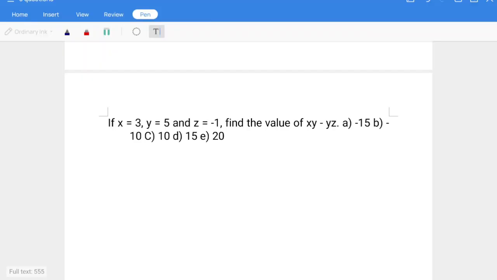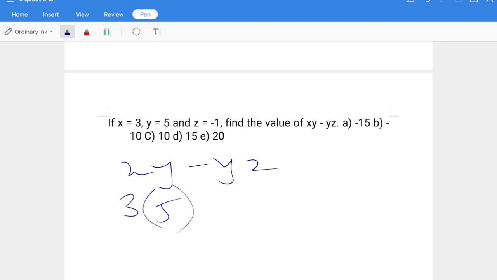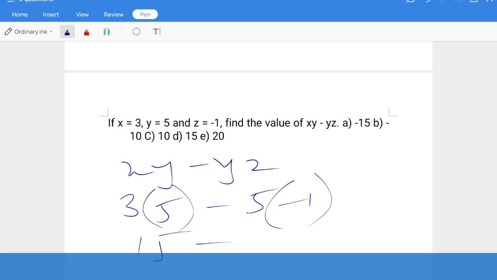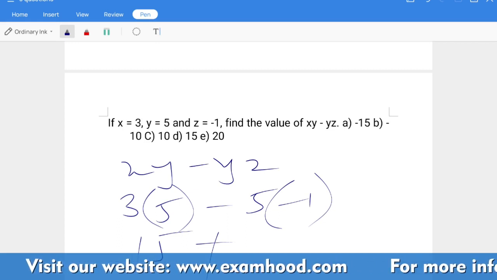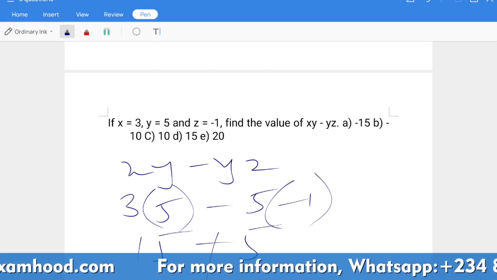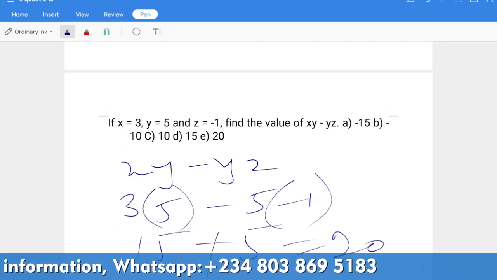And from there, we'll move to this one. If x equals 3, y equals 5, and z equals minus 1, find the value of xy minus yz. If x equals 3, you have xy minus yz. What are x and y? 3 times 5, minus, y is 5, into bracket z, minus 1. So that's going to be 15 minus 5 times minus 1. That would be plus 5. So you add the two together, it will give you 20.